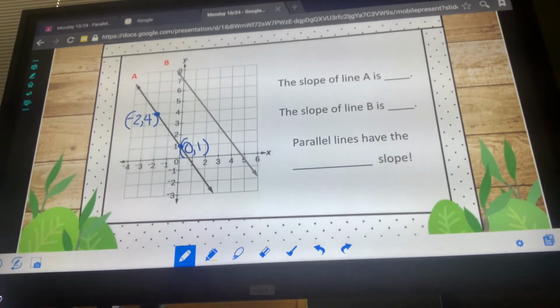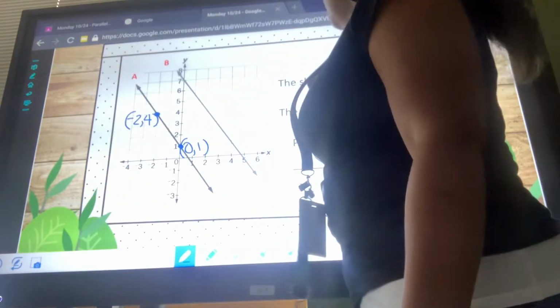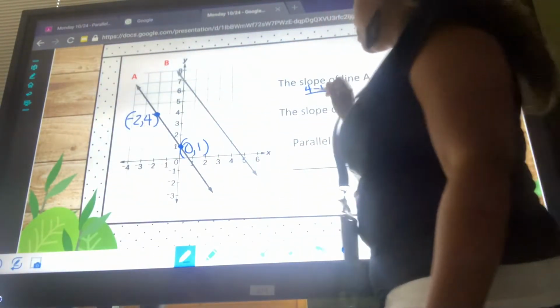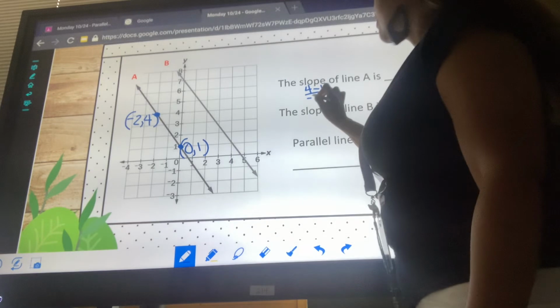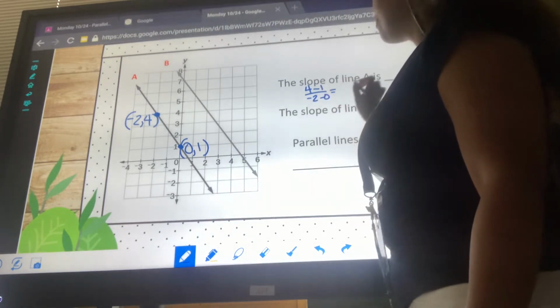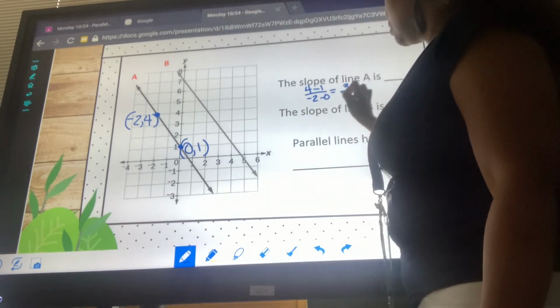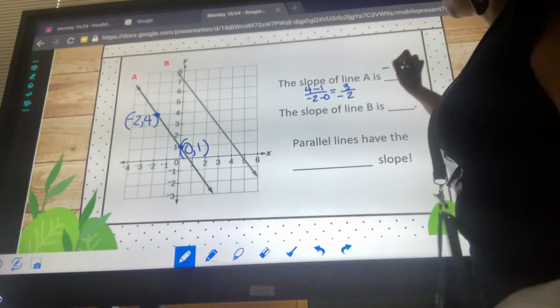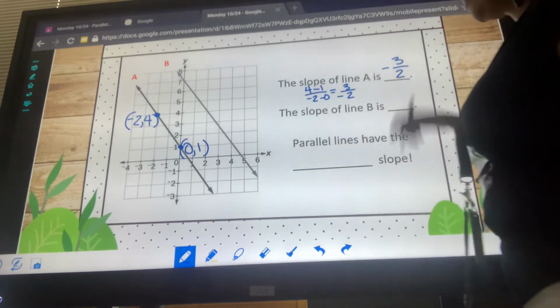So let's find our slope. We're going to do 4 minus 1, negative 2 minus 0. So that gives me a 3 over negative 2. Slope is negative 3 halves.